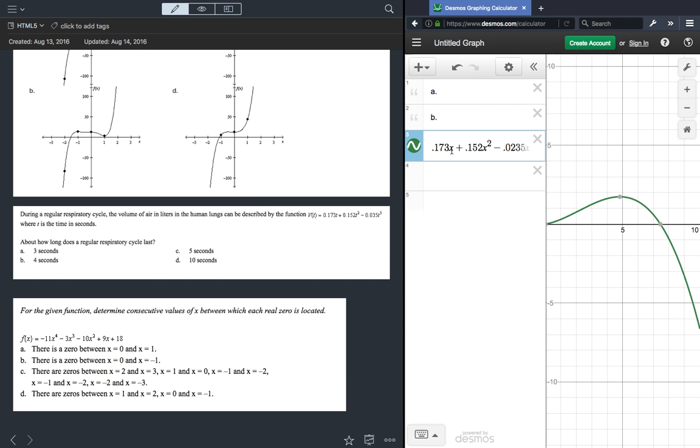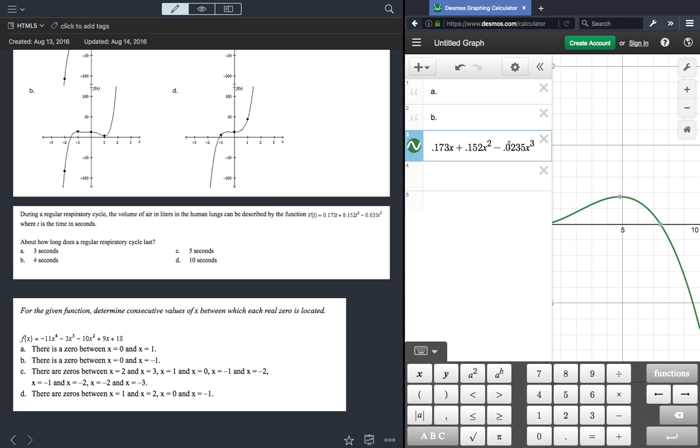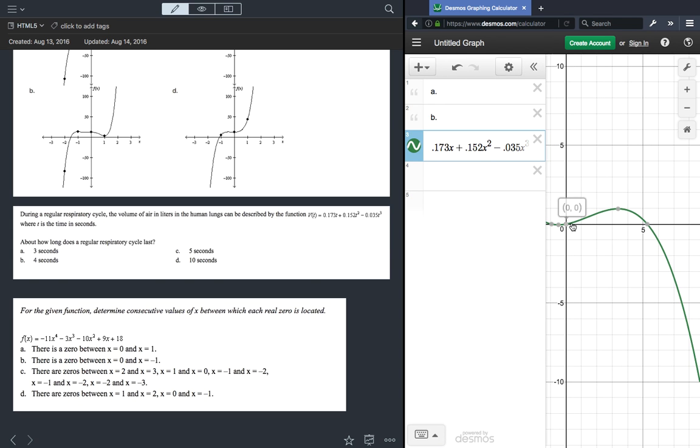I'm not sure what's going on here. Let's see. Okay, that's what's going on. I see. I've done this before. You just screw up one thing, and it makes a huge difference. 0.15. Yeah. Okay, so now it looks like it lasts about 5 seconds, right? So you start at 0, you take in air, and then you blow out the air, and it's around 5. So that one should be C.